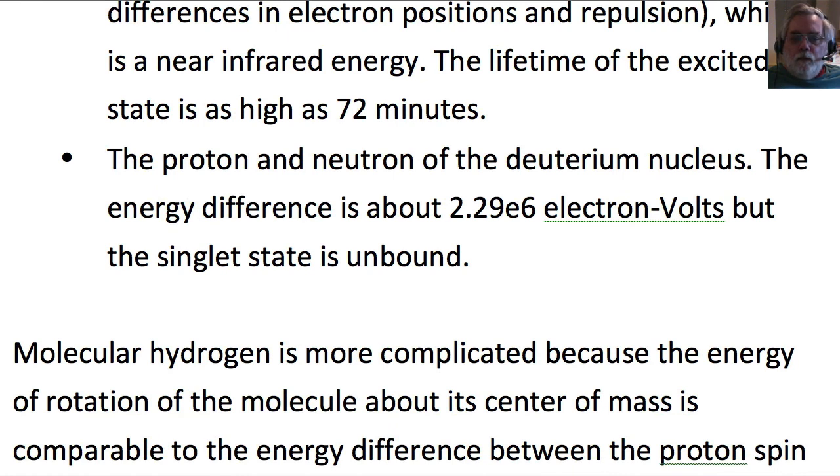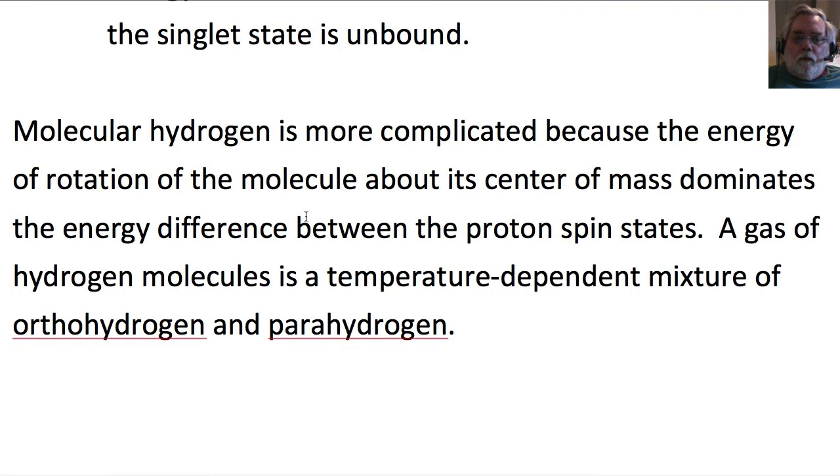The proton and neutron of the deuterium nucleus. The energy difference is about 2.3 million electron volts. But the singlet state is unbound. Molecular hydrogen is more complicated because the energy of rotation of the molecule about its center of mass dominates the energy difference between the proton spin states. A gas of hydrogen molecules is a temperature-dependent mixture of orthohydrogen and parahydrogen.